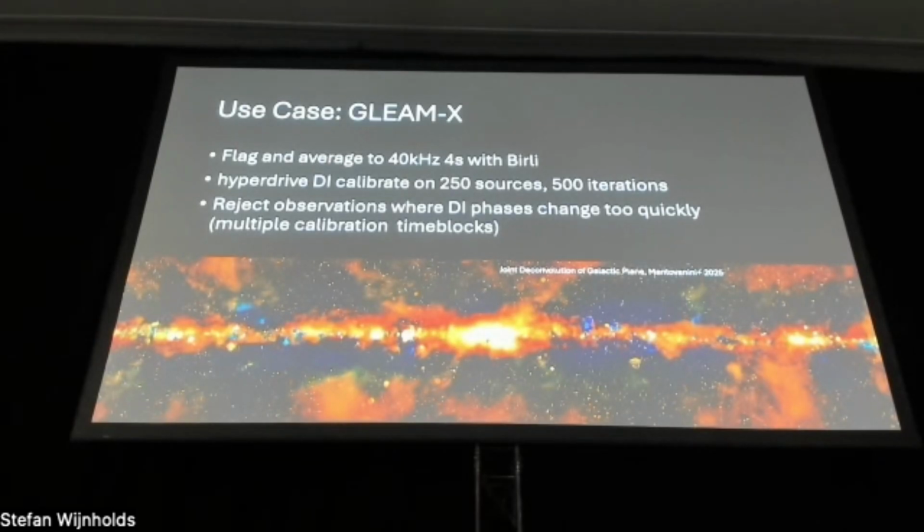And if those solutions are changing too quickly, that's a pretty good heuristic that there's something going on in the ionosphere or something's wrong. And they're able to reject or avoid those observations without having to go into slightly more expensive direction-dependent calibration. They can tell that these observations are just not worth using and they can skip them.